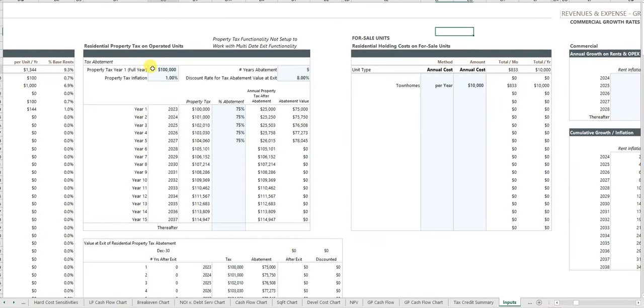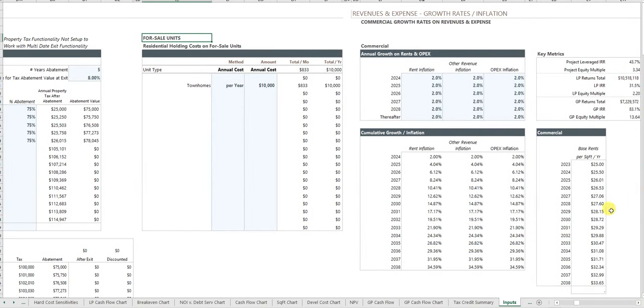You also, on the real estate, the residential side, you can indicate property taxes here, and you can have property tax abatement in each year. Note also that the units that are for sale, that are not for operating, you don't have operating expenses per se, but you might have holding costs. And so you can tell the model, okay, look, the townhomes are going to cost us 10 grand a year annually for just landscaping to keep them up until we exit all of them. And you can also select per square foot or per unit, and the model will run these expenses until you sell all of the units.